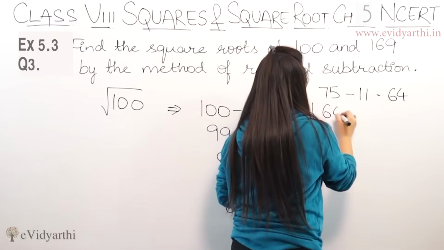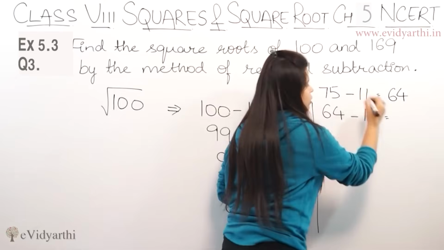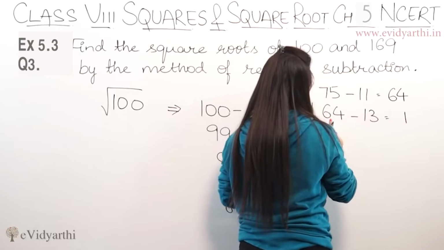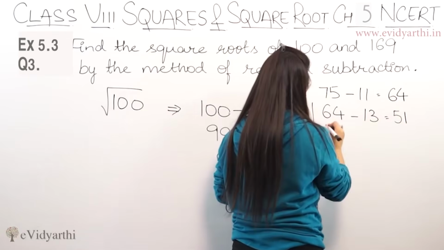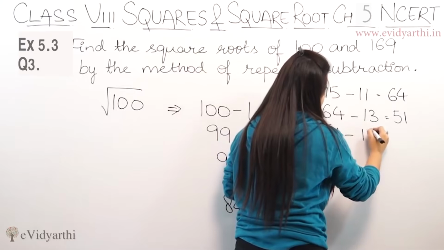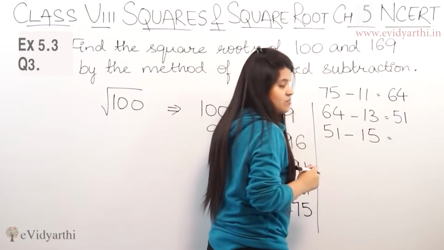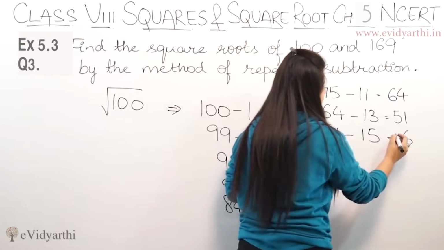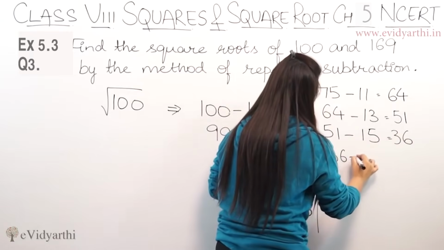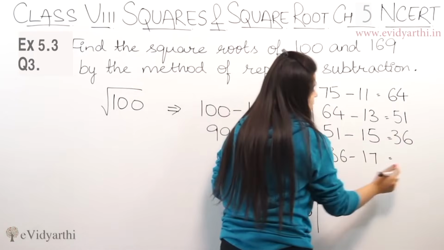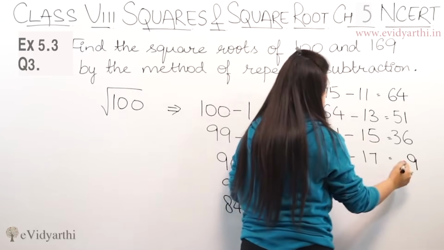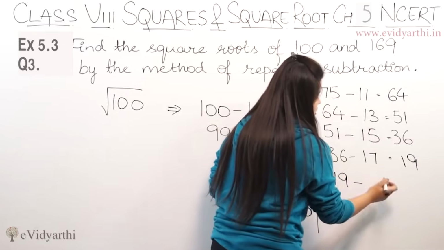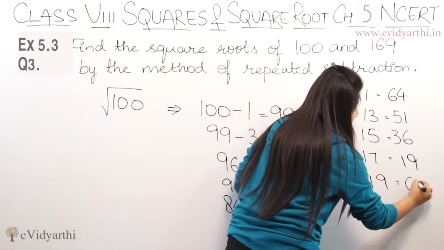64. Now 64 minus 13 because 11 के बाद next odd number 13 है. 4 minus 3 is 1. 6 minus 1 is 5. Now 51 minus 15. So 11 minus 5 is 6. And 4 minus 1 is 3. So 36 minus 17. Now 16 minus 7 is 9. 2 minus 1 will be 1. So 19 minus, अब next odd number क्या है? 19. So this is 0.